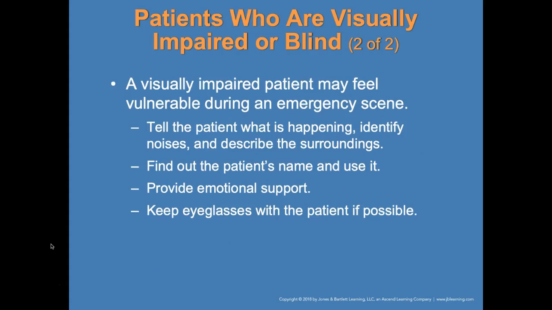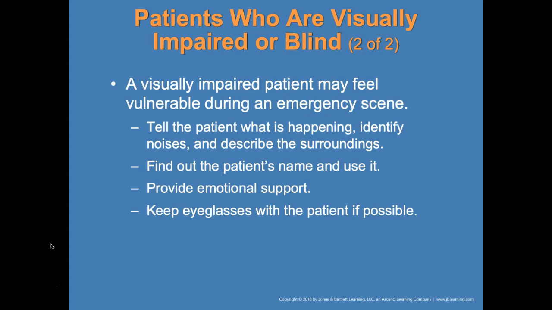So a visually impaired patient may feel vulnerable during an emergency scene. You need to tell the patient what is happening. Imagine if you weren't able to see and people started jostling you around, moving you, doing stuff. You need to talk to them, let them know what's going on. Ask them if you can touch them. Always make sure that you're communicating with your patient. Find out the patient's name and use it. We should do this with all patients.